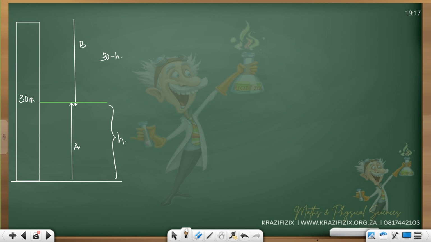Does that make sense? 30 minus h. What direction did we choose? Upwards as positive. So it means that we chose upward as positive, so the initial velocity of A is what? Positive 16. What is the initial velocity of B? Negative 9.